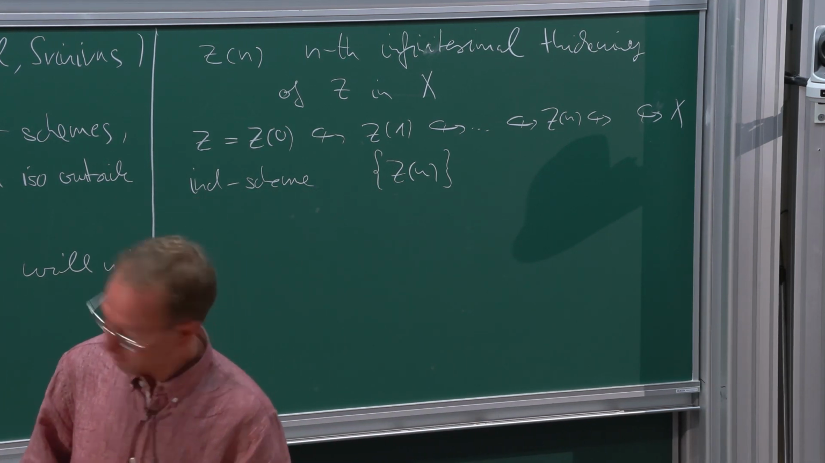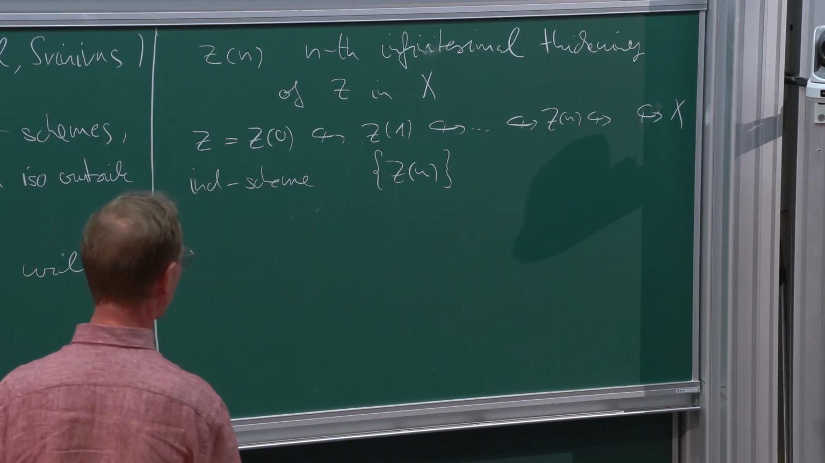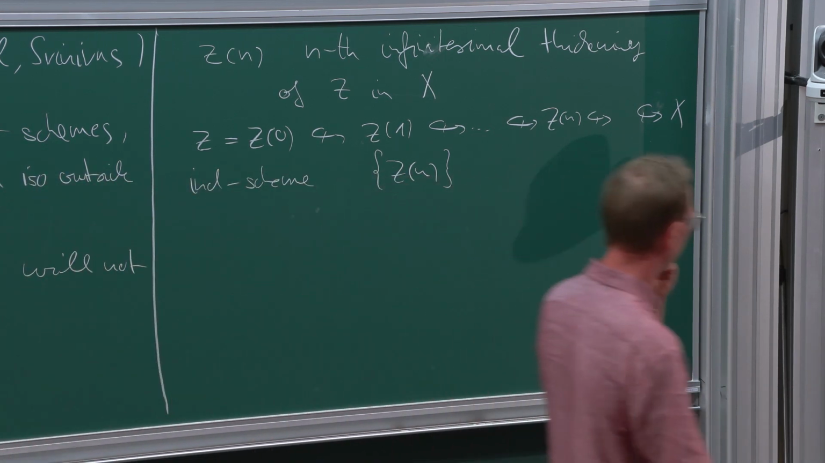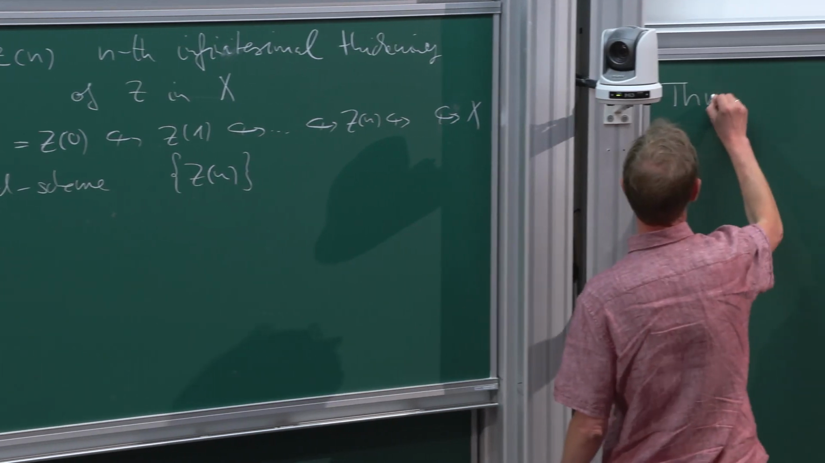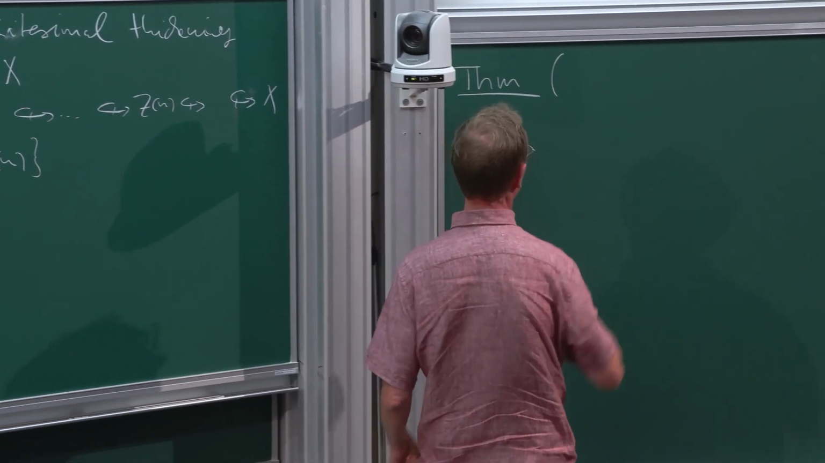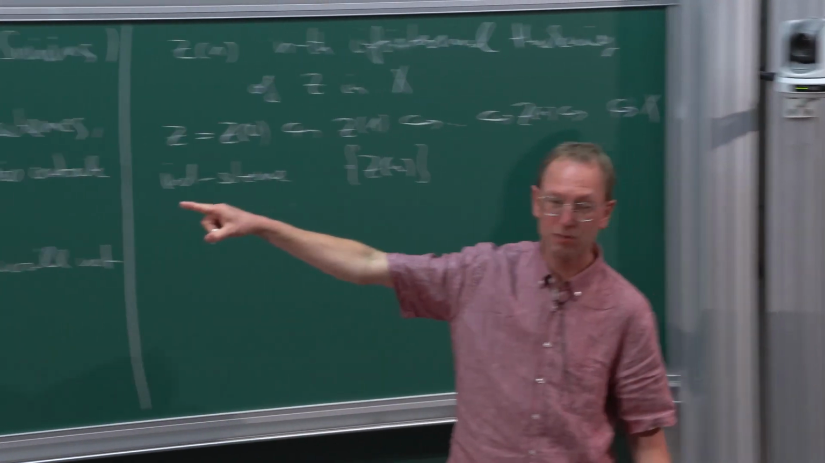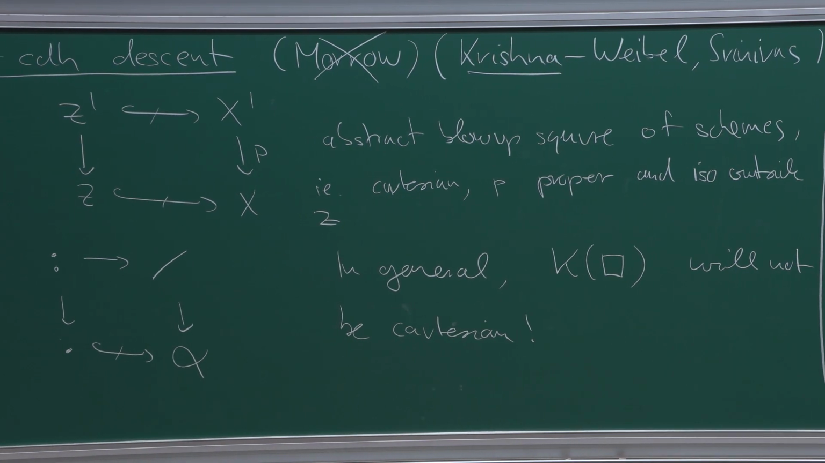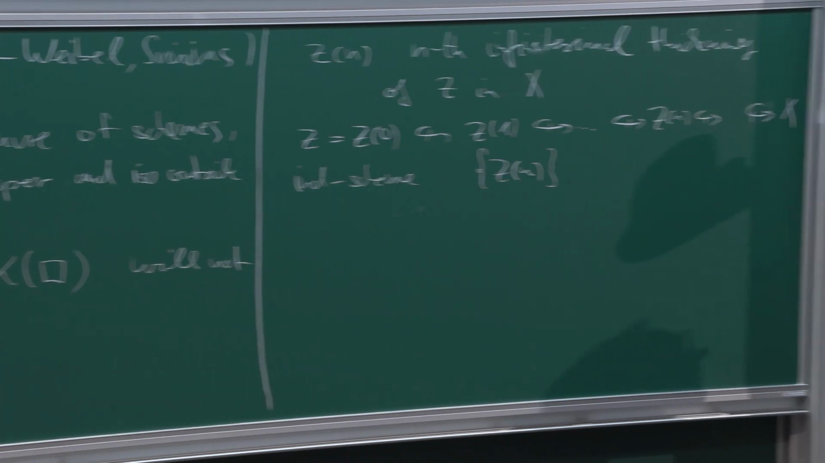So now let me formulate this theorem. I think I need a bit more space, so let me formulate it here. The result will be that if you pass to the corresponding square of pro-spectra, then this will be Cartesian.